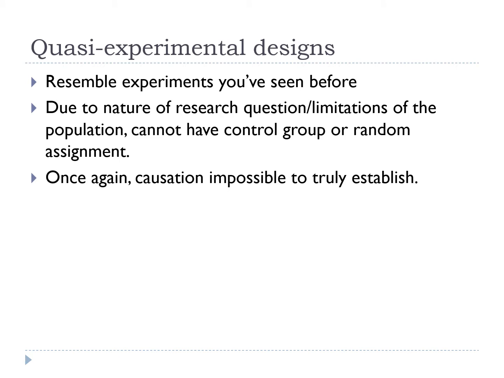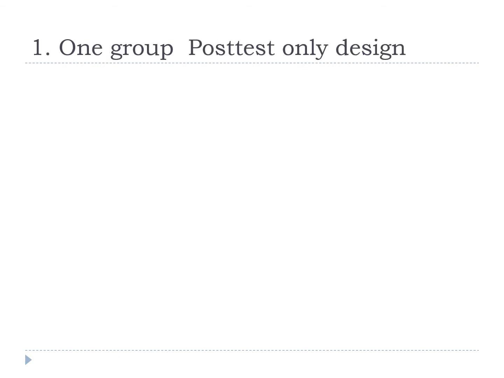The tricky thing with quasi-experimental designs is that causation is impossible to truly establish. So you must be cautious with your language and not overstate results. This is the poorest design that you can have, which is a one-group post-test only design. We're using our notation system again, where X means some sort of intervention or manipulation, and O means some sort of observation. So for example, a measure of some kind.